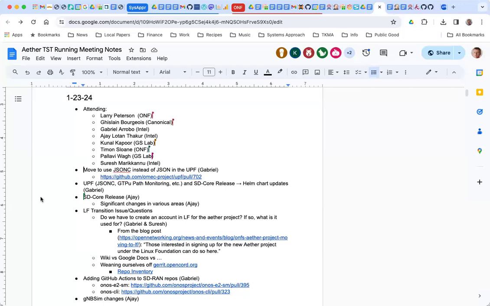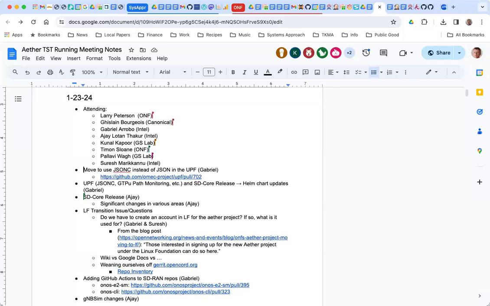If there is any feedback, there is this PR that is already open. I have tested with the UPF in standalone mode, and also with the Aether in a box. From the UPF perspective, everything is in the PR, but if we want to use it later on with the Helm charts, this needs to be updated to point to upf.jsonc instead of the UPF JSON itself.